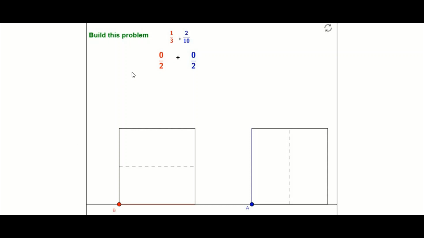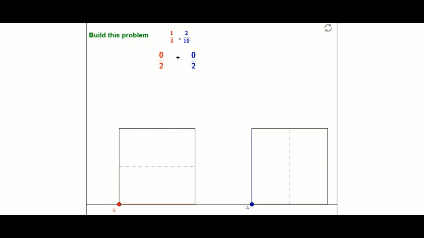So now we have the problem 1/3 plus 2/10. We're asked to add these two fractions, right? So first, I'm going to represent 1/3. Now the denominator tells us how many equal parts we need to have, right? So we need to have 3 equal parts. So I'm going to divide this rectangle into 3 equal parts.